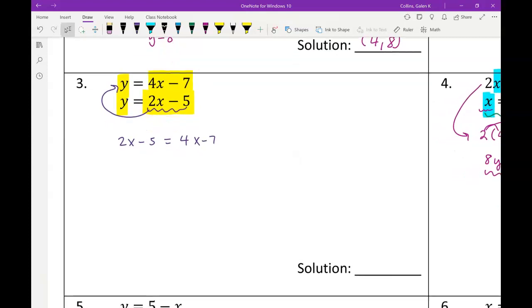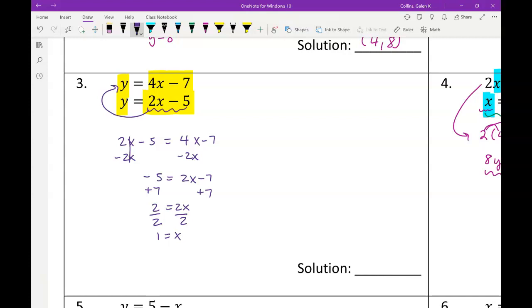So now I have an equation where everything is in terms of x, and so I might subtract 2x from both sides as a step towards solving. We would have negative 5 equals 2x minus 7. Then add 7 on both sides. Then divide everything by 2. So we get that 1 equals x, or x equals 1.